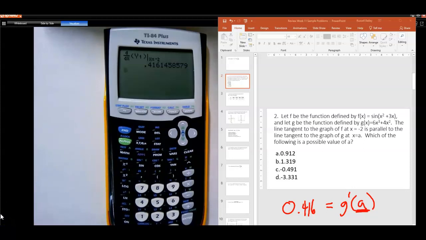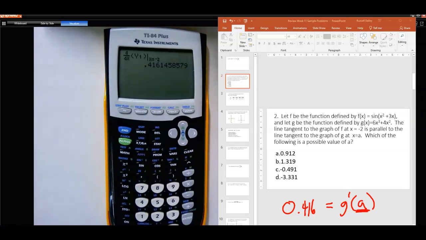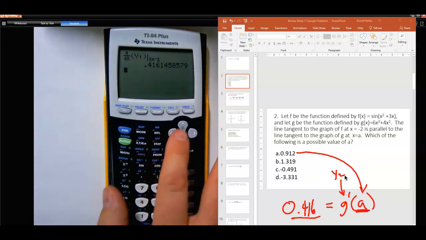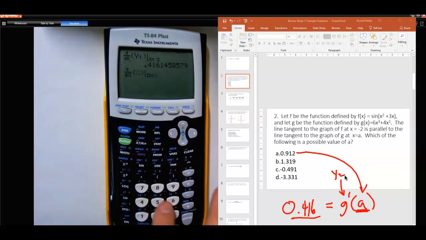So here are my possible answers I'm going to offer you as a possibility. Maybe A is 0.912. So let's see if that works. I'm going to do the derivative of the g function at 0.912. If I do that and I get this, well, then that's the answer. Now remember, the g function is stored on my calculator as y2, right? So let's keep that in mind. So I'm going to do the derivative again. Math, 8. And this time I'm going to put y2 because I want the g function. And I'm going to type in this possible answer, 0.912.